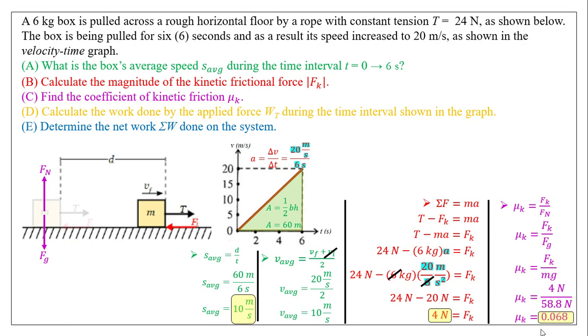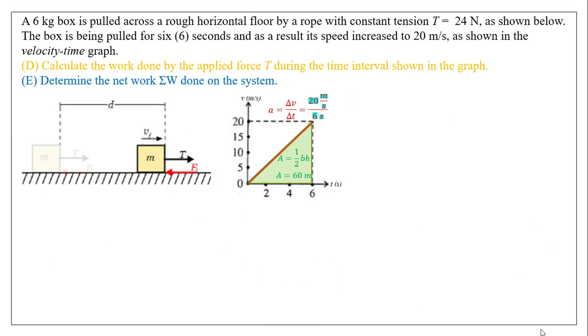Okay, so that knocks out A, B, and C. Let's go ahead and crack out D and E. D asks you to find the work done by the applied force T. So it says done by the applied force T, so I'm just going to focus my attention on the tension that's pulling the box to the right.